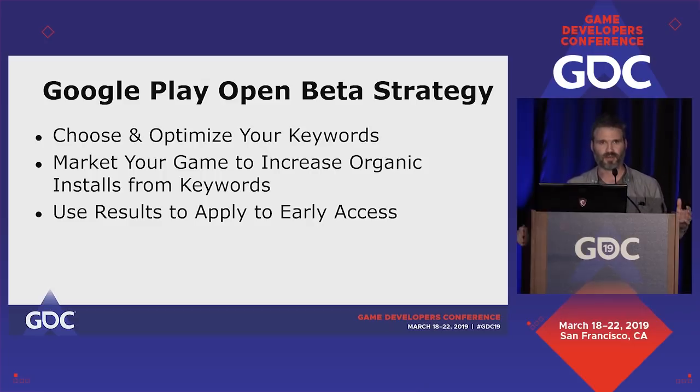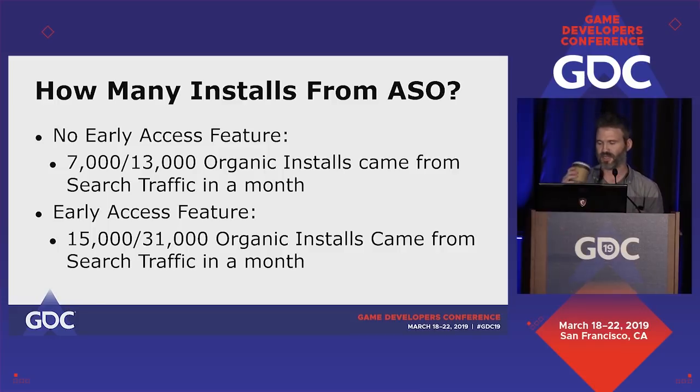And for folks who don't know, in open beta there is a feature that you can get, and it's an early access collection. So it's a list of games that the Google Play team has deemed worthy of featuring. So you get significantly increased exposure and installs as a result of it. But the important thing is you have to make a case as to why they should feature the game and support you. So how many installs can you get from ASO?